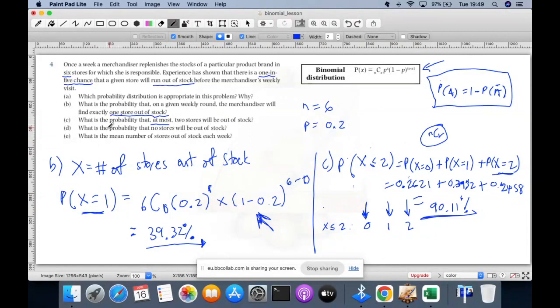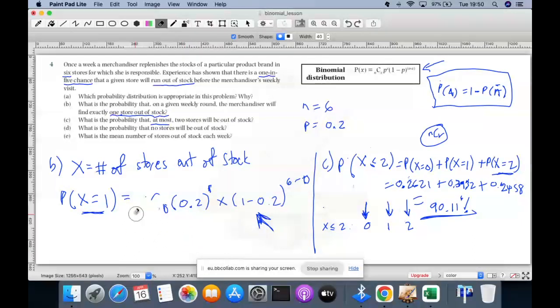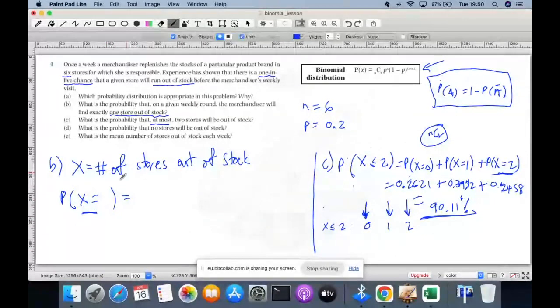Question D is, let's read it, right? What is the probability that no stores will be out of stock? Now remember, X counts the number of stores out of stock. So what they're asking is, what is the probability that X is equal to 0? That's all they're asking, okay? So we've already worked that out in the previous question. As you can see, we've worked it out here. That's the answer. It's 0.2621, so we'll write it as a percentage, 26.21%.